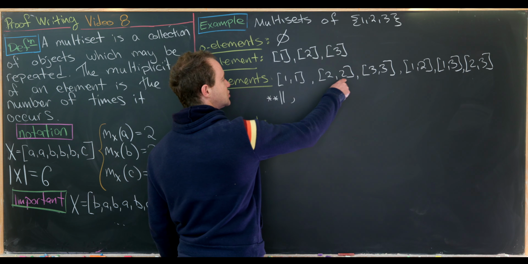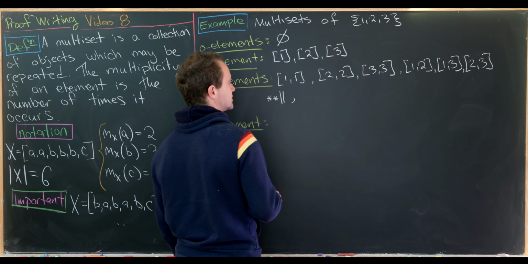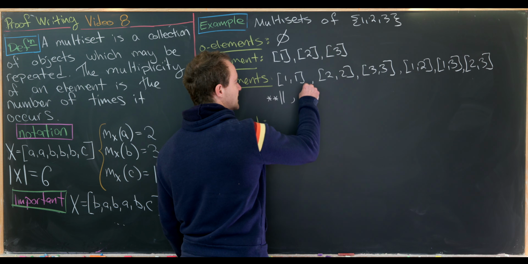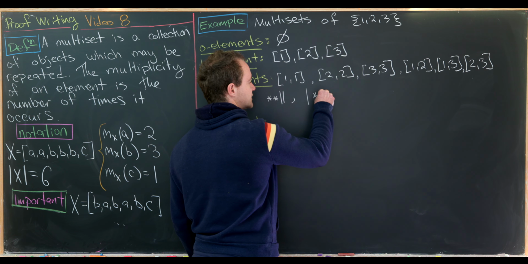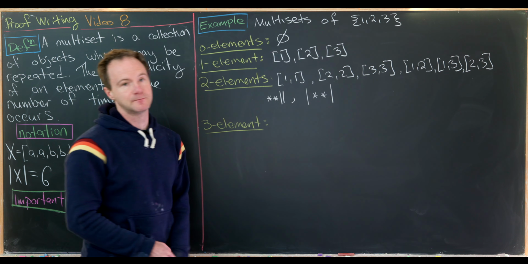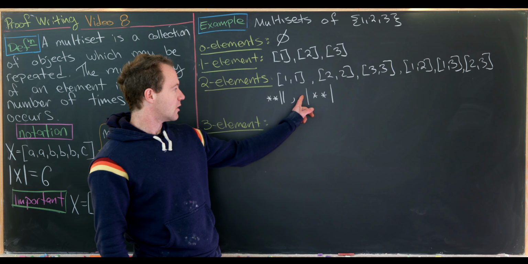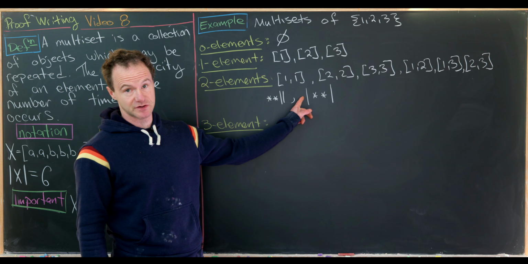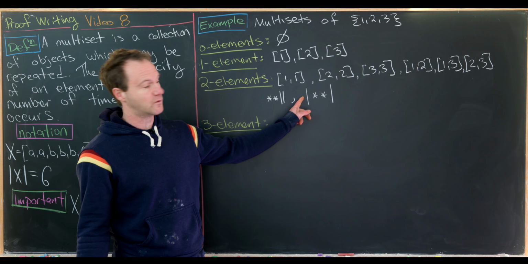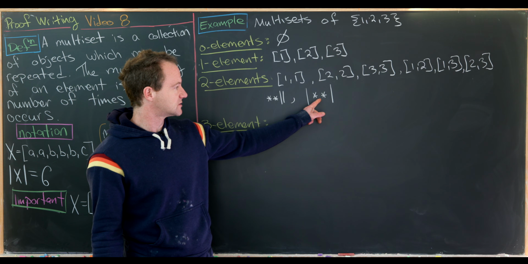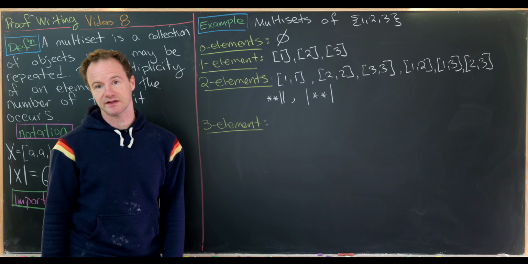So now let's look at the multiset 2, 2. That would be bar, star, star. That's how we would denote that. And that's because there are 0 1s, so there's 0 stars right here. That denotes the number of 1s. There are 2 2s, and there are 0 3s.